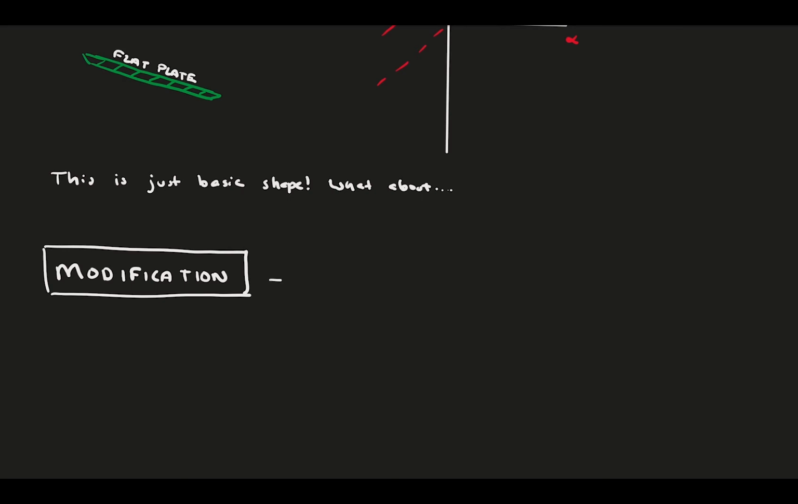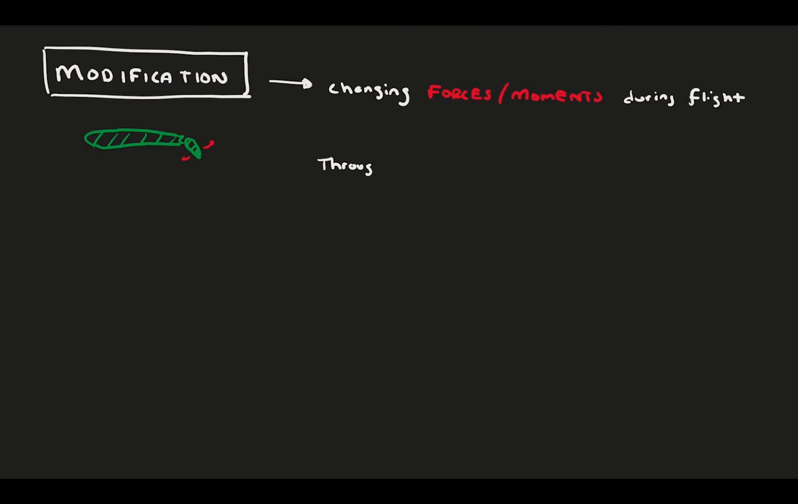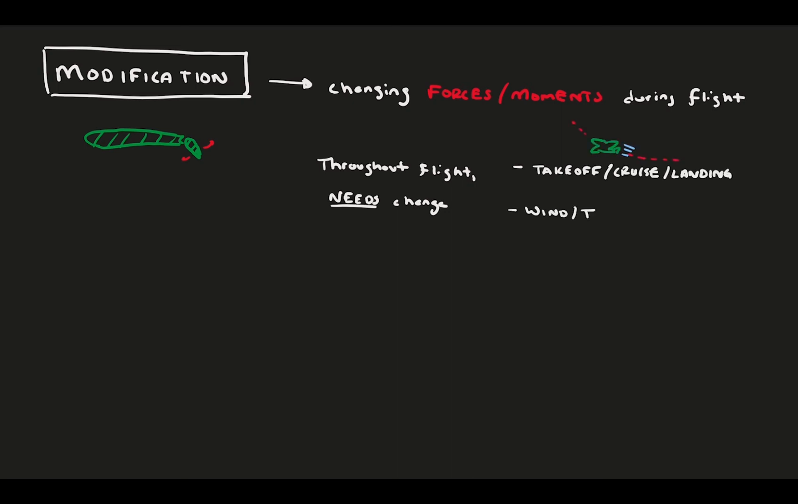But that's just the fixed shape. What if we need to modify the performance? Say we want to change forces or moments during flight. Throughout a typical flight, the aircraft goes through different stages and needs change. For example, in takeoff, cruise, and landing, the needs are all very different. If the aircraft has to adapt to wind or turbulence, it needs to adjust. Or maybe a maneuver is required to get around something.